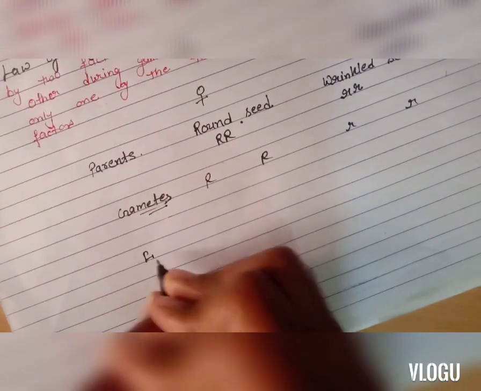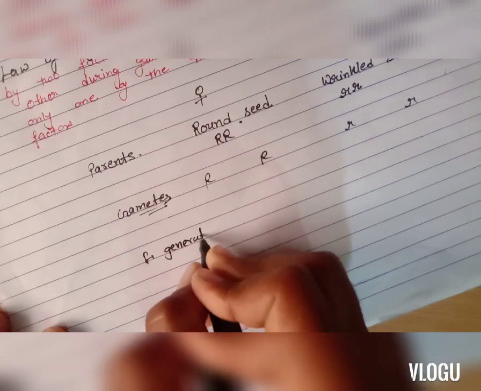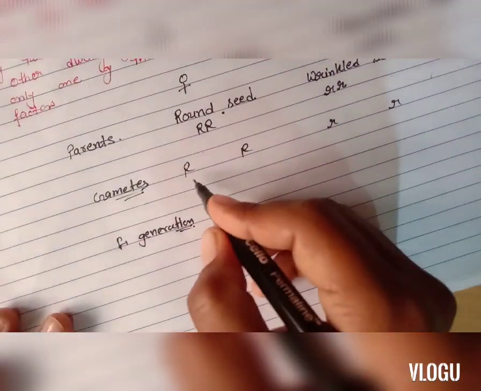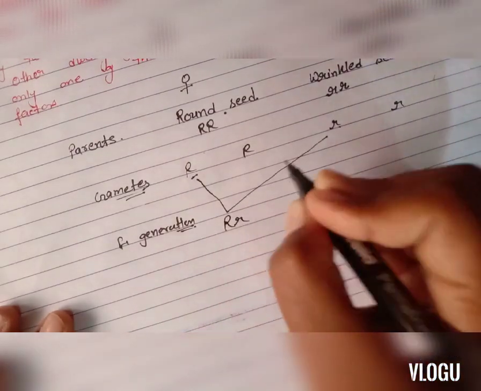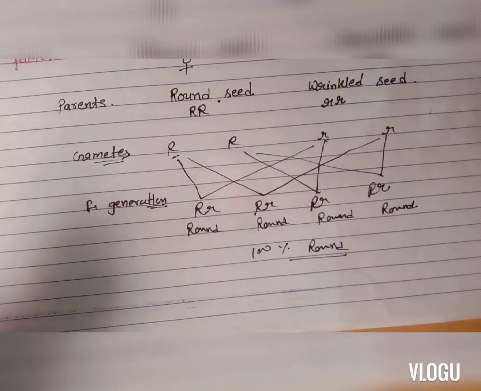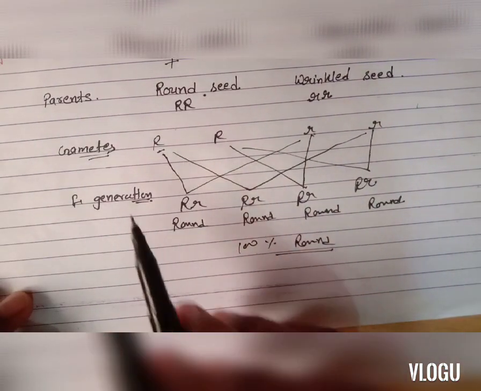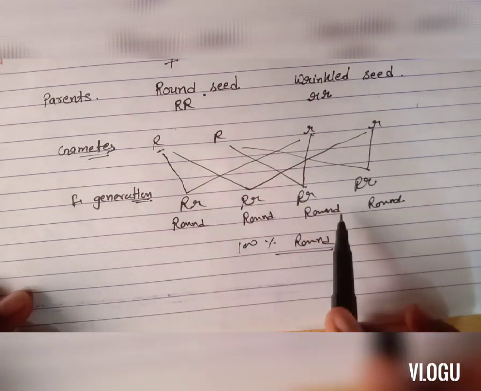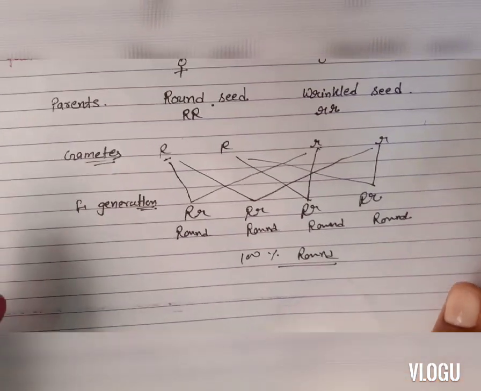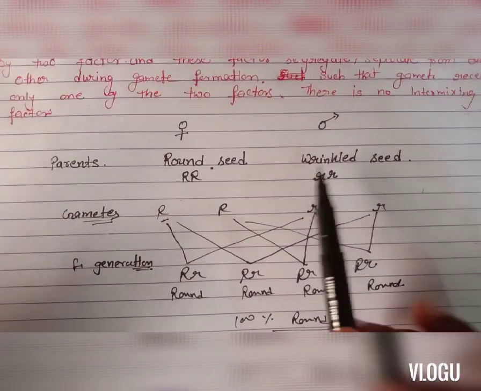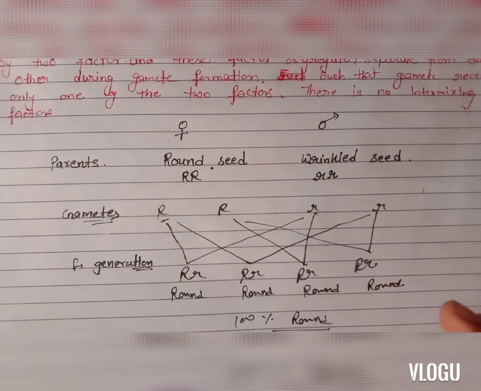So you have to make the F1 generation. In the F1 generation, when the gamete from this parent fuses with this gamete, it will form Rr. This is the result for the F1 generation. As you can see here, all the progeny of the F1 generation are round. In this law, we have to just focus on gamete formation, and we have to define the law of segregation here. Now come to the next law, the law of independent assortment.